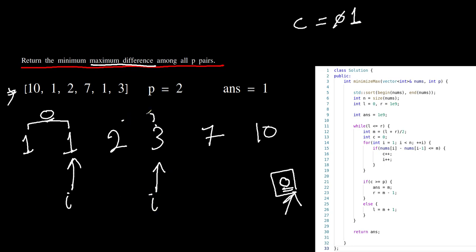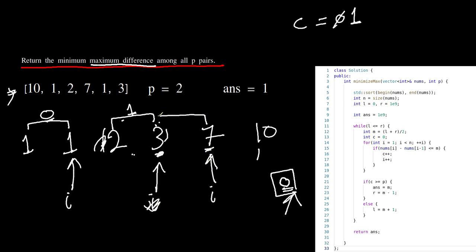3 minus 2 is 1. 1 is greater than 0, so this is not a valid pair. Notice in this case, because 3 is not included with this pair here, 3 is not part of it, we don't move I here. We want to see if 3 can be part of the next pair. So now I is here.